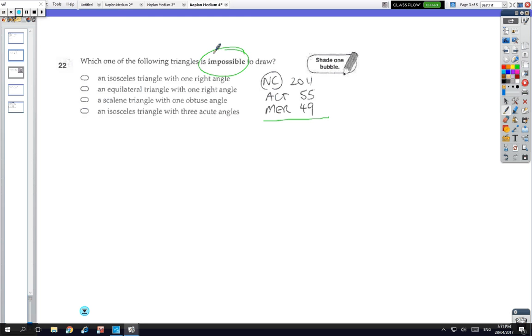Hopefully when you were scanning through, you might have seen this one straight away. Once you have an equilateral triangle, all the angles are 60 degrees. That's what an equilateral triangle is. So an equilateral triangle can't have a right angle. So that's the answer.